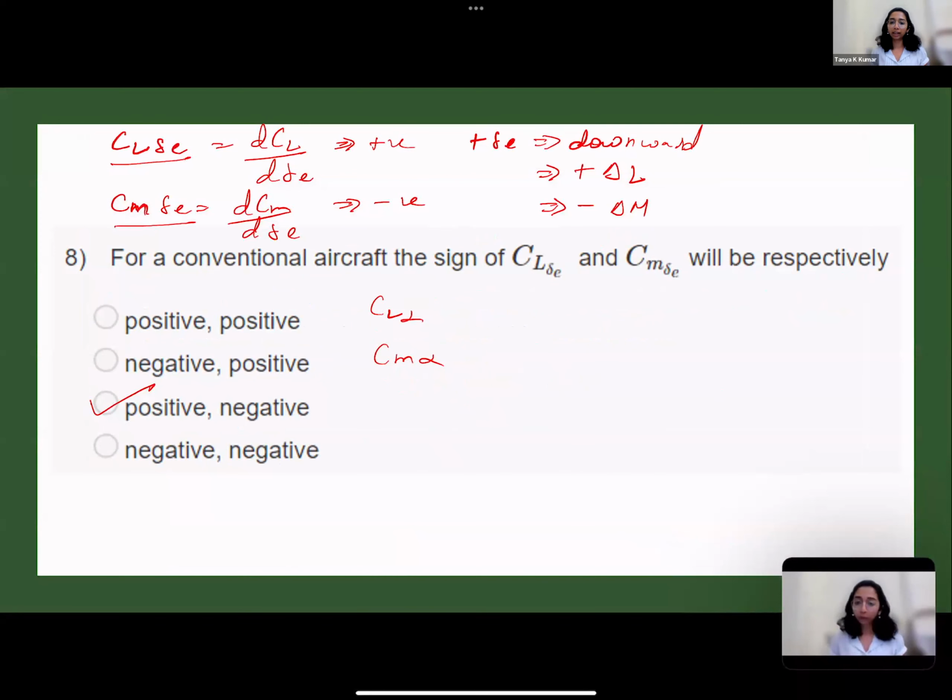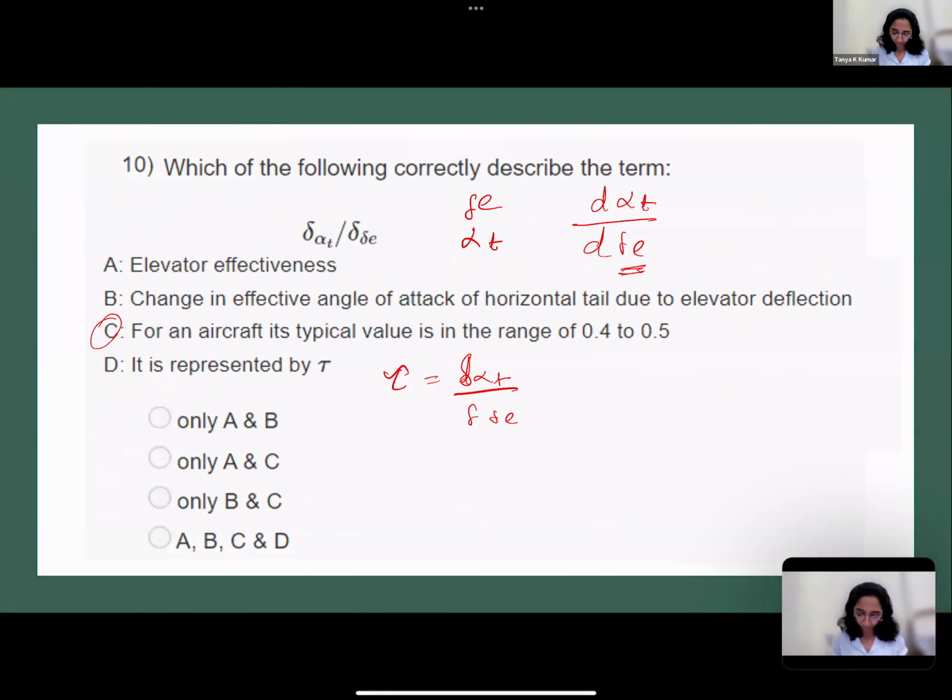Now I told you why the sign convention for M is that nose-down is negative, right? So similarly, delta E downward deflection is considered positive. I think I had mentioned this in the slide again. So when I say positive delta E, I mean downward deflection of the elevator.